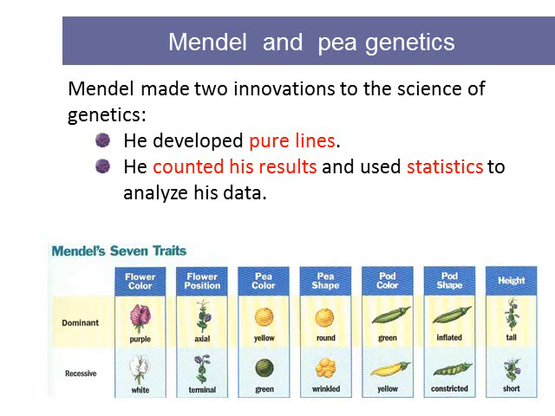Mendel made two innovations to the science of genetics. He developed pure lines, which means lines that only had specific traits and were basically genetically identical to each other. And he counted his results and used statistics to analyze his data. We're going to go through the 7 traits on the next slide.